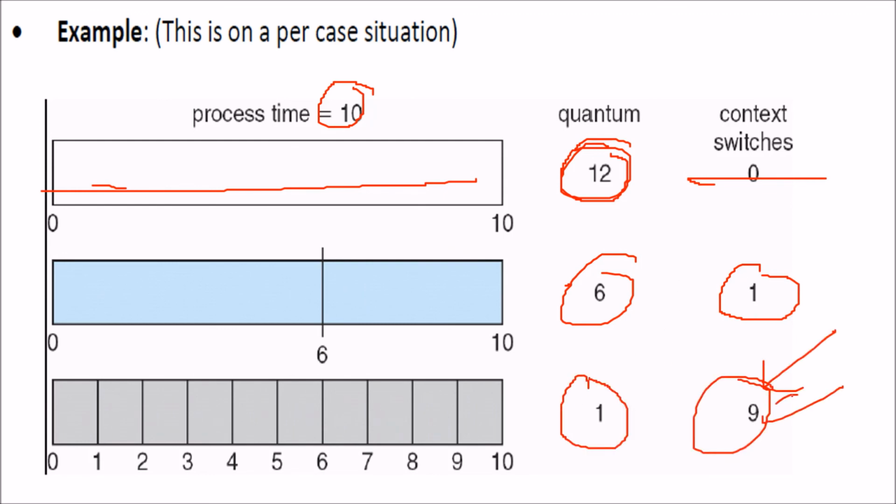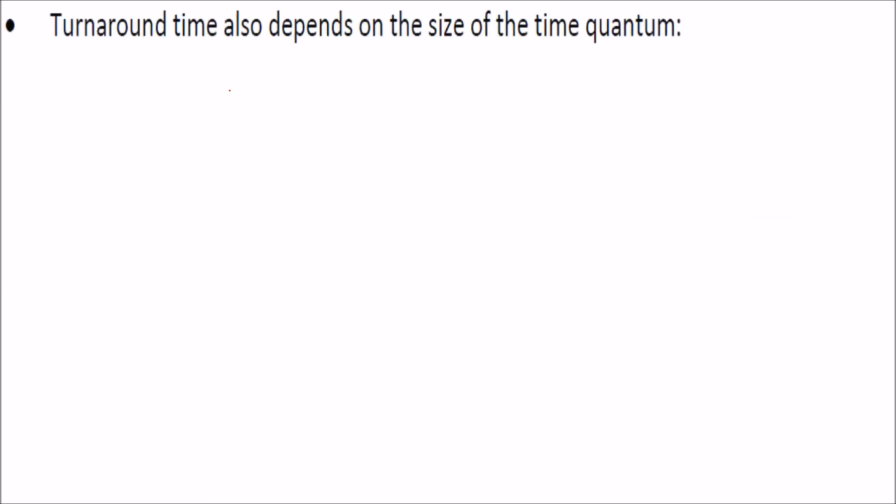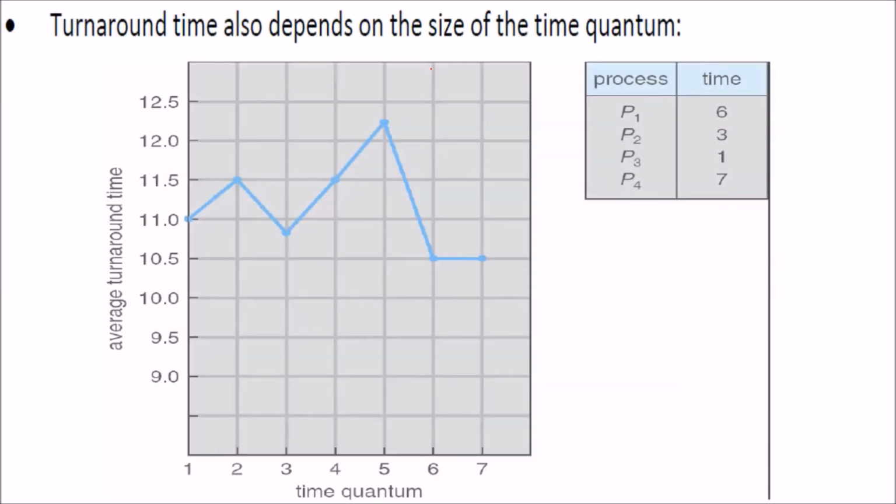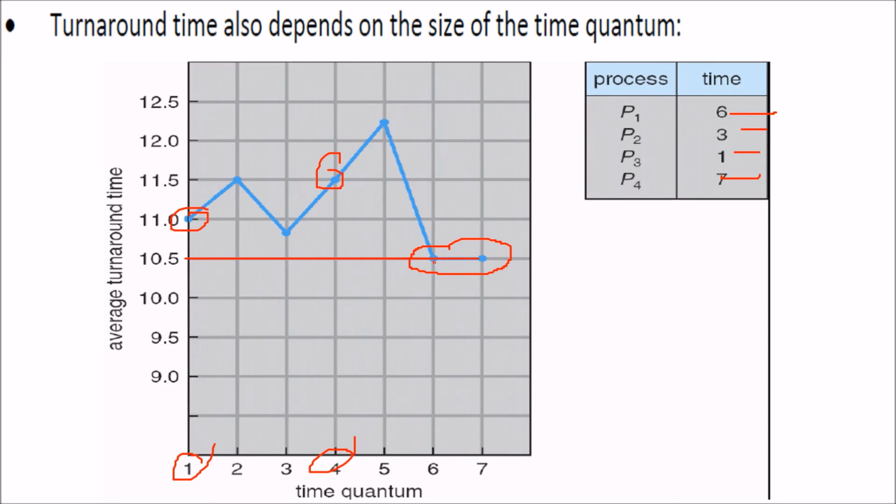This we cannot accept. So turnaround time also depends on the size of the quantum, as we just saw. These are the processes, these are coming, these are the times. And when we take one quantum, it will be like this. Say 4 quantum, it will be like this. So we want the average turnaround time to be as low as possible. So we'll go along with either a 6 or 7 time quantum.